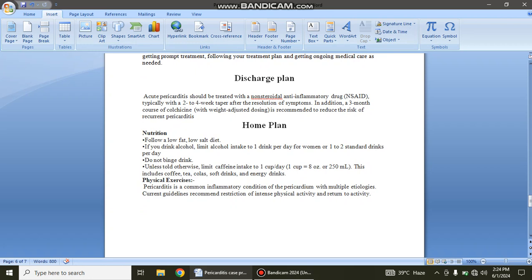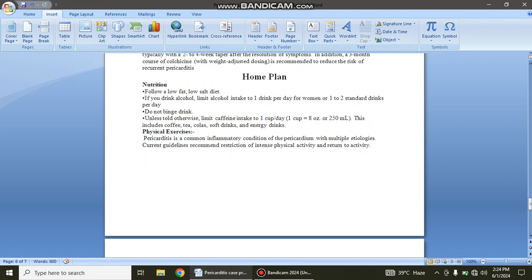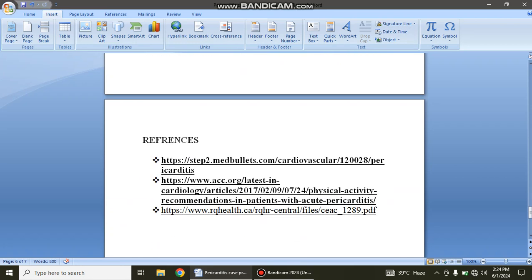Physical exercises. Pericarditis is a common inflammatory condition of the pericardium with multiple etiologies. Current guidelines recommend restriction of intense physical activity and return to activity. And here are the references.